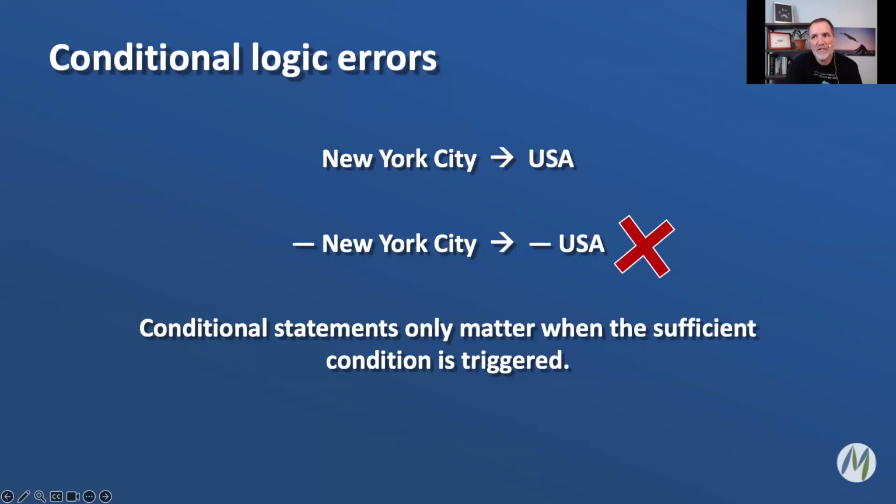So another way to think about this is that conditional statements only matter when the sufficient condition is triggered. This is another way to understand illegal negations and why illegal negations don't work. Conditional statements only matter when the sufficient condition is triggered. So if I know that if I'm in New York City, then I am in the USA, if I'm not in New York City, then it's not triggering my sufficient condition of being in New York City. Being in New York City and not being in New York City are two totally different things.